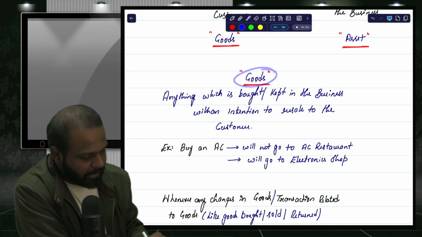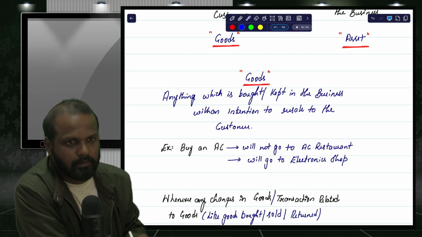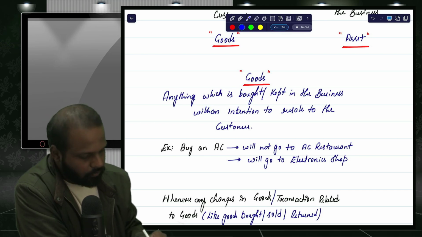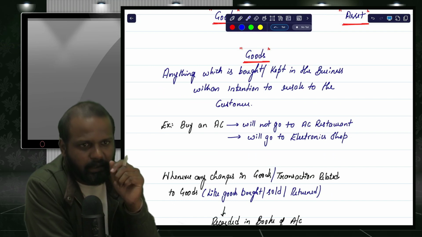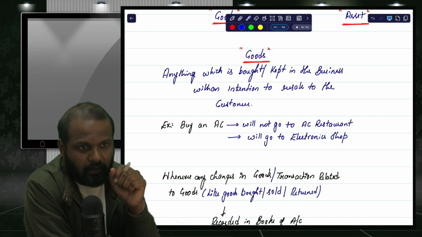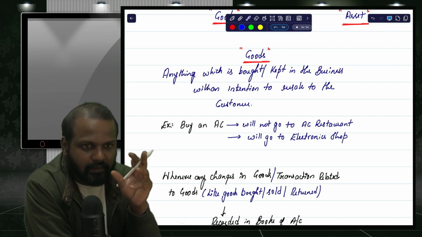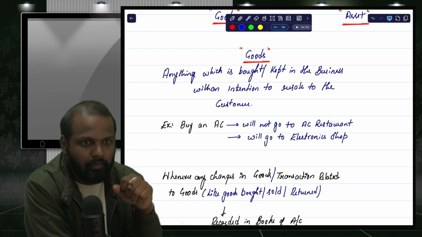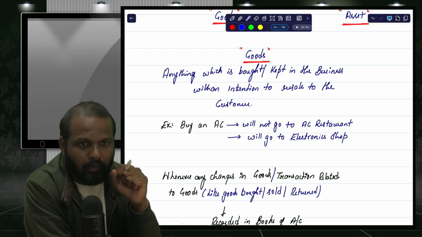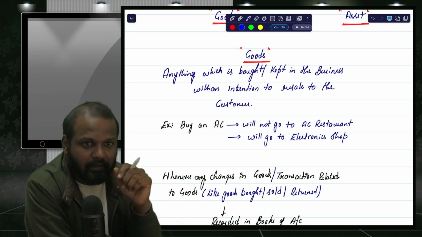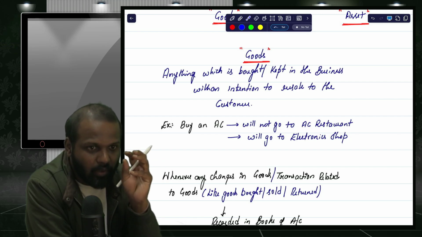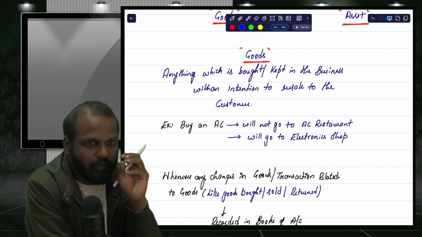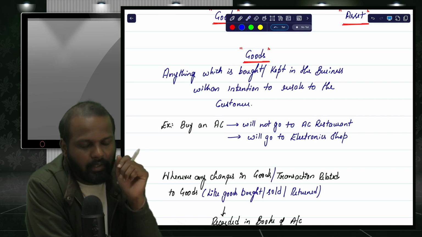So goods means anything which is bought or kept in the business with an intention to resell to the customer. Let's take an example. Let us say you want to buy an AC. Will you go to an AC restaurant to buy it? No. The restaurant manager will tell you, sir, we have not kept it with an intention to sell. We have kept it with an intention to use it. So that AC is not goods for us. It's an asset. We have kept it for use. So we are not going to resell to the customer.